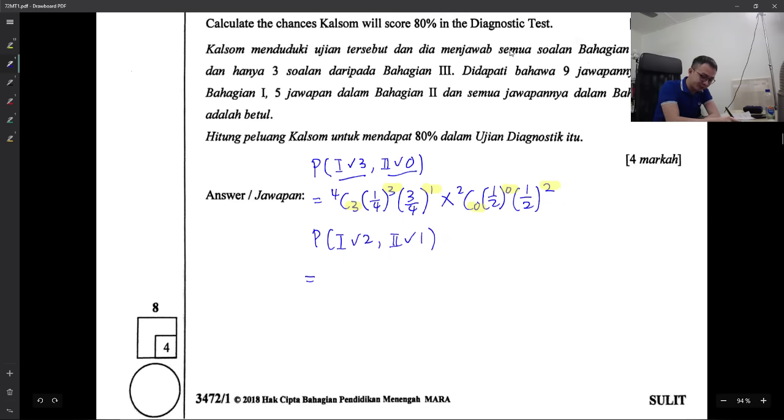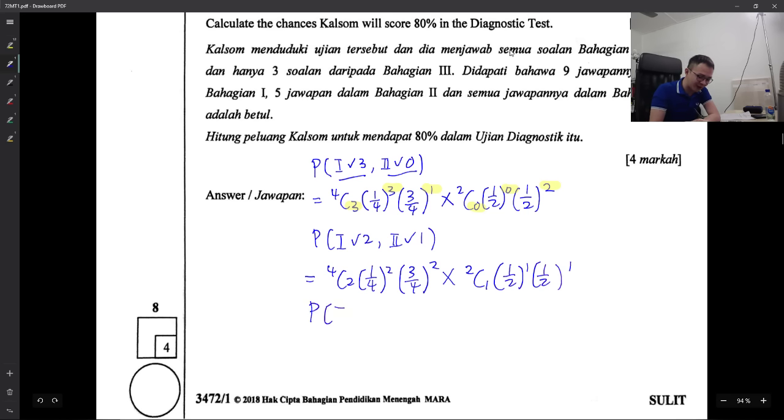Alright, so in this case, I will do 4C2, 1 over 4 power of 2, and then 3 over 4 power of 2. And the second part I got correct one question, will be 2C1, 1 over 2 power of 1, 1 over 2 power of 1.